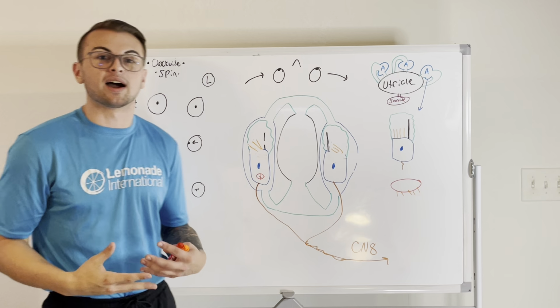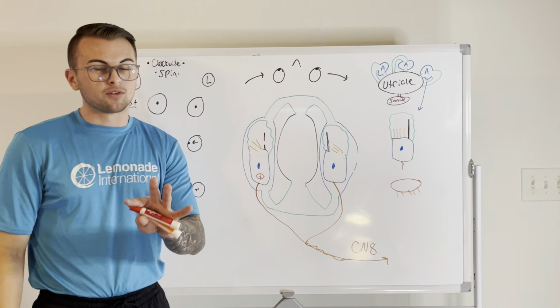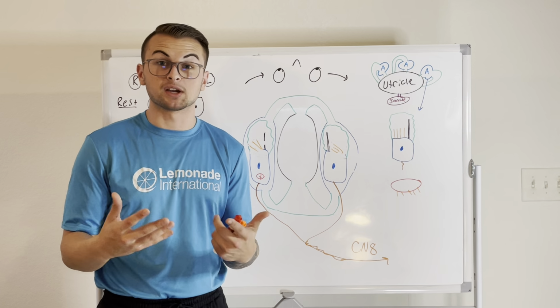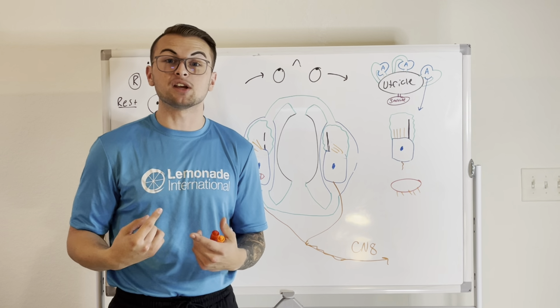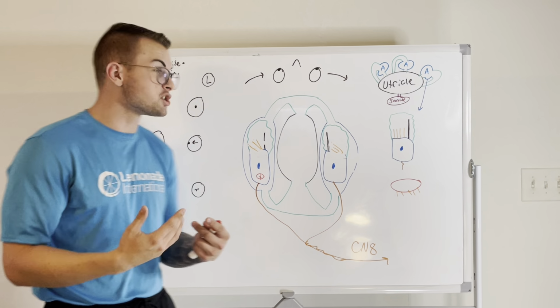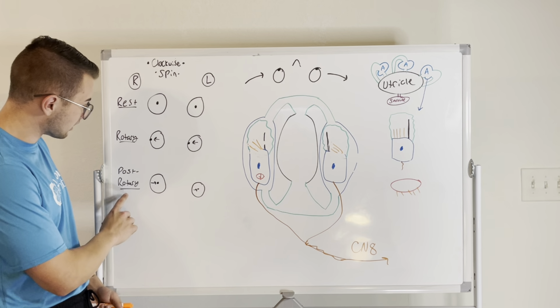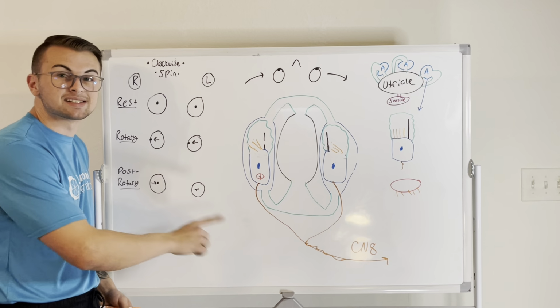This is exemplified during a Bárány test. Forgive me if I'm not pronouncing that right, but this is a test which uses a special chair to spin around the patient 10 times. If the patient is spun to the right, they should have a left post-rotary nystagmus.